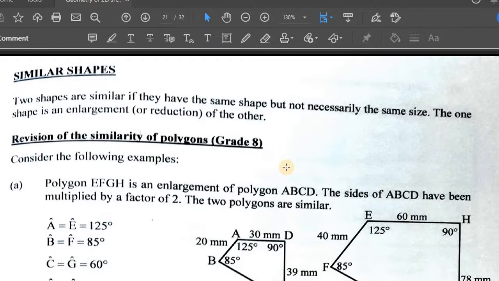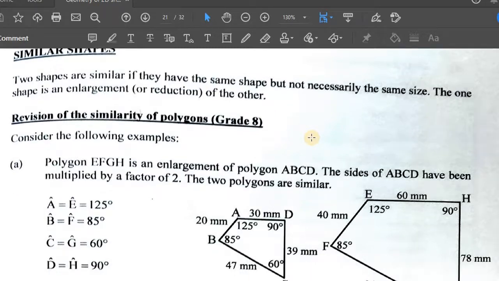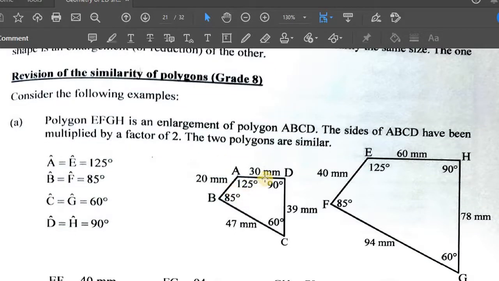Okay, welcome back. Let's look at similar shapes now, right? Two shapes are similar if they have the same shape but not necessarily the same size. So what we are trying to say is, let's look at A. See the shape here now. It looks kind of like it, but it's not exactly the same. That's why I mentioned before that similar shapes are similar, but they're not the same.